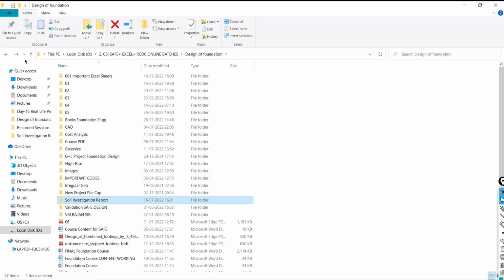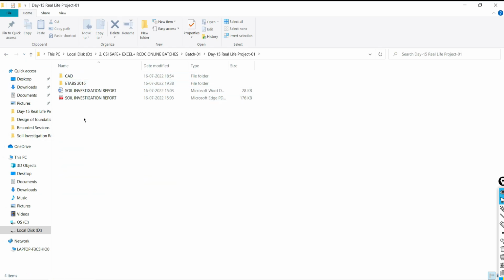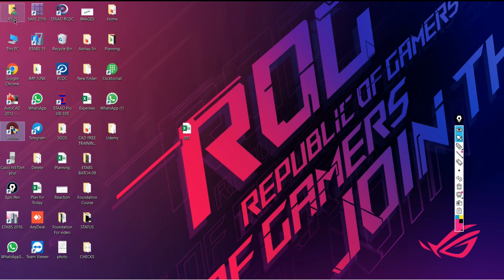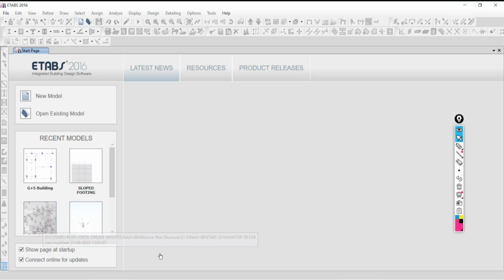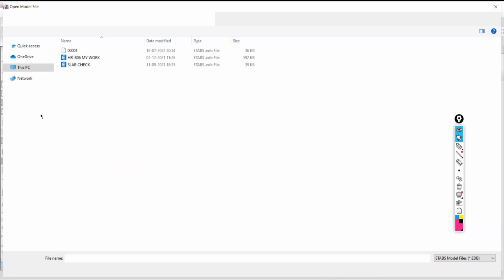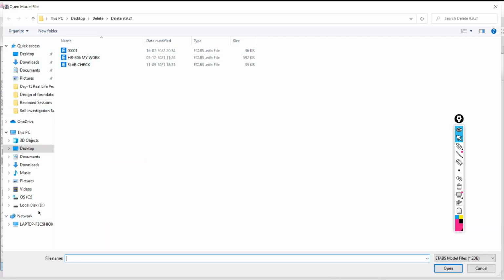Go back and see. We are going to take a real life project. We are going to start, and for this the soil investigation report is available here. So now clear all this, and now open this file. Now simply open existing model. See, I'm not going to talk about the superstructure. We have to focus only on this substructure. So go to this.